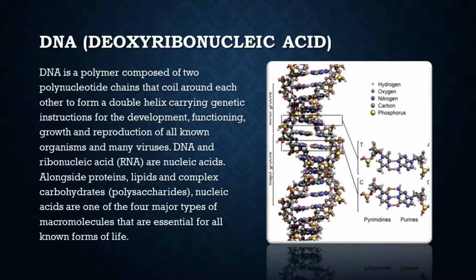DNA is the main code of our body. Its full form is deoxyribonucleic acid. DNA is a polymer composed of 2 polynucleotide chains that coil around each other to form a double helix, carrying genetic instructions for the development, functioning, growth and reproduction of all known organisms and many viruses. DNA and ribonucleic acid (RNA) are nucleic acids. Alongside protein, lipids and complex carbohydrates, nucleic acids are one of the 4 major types of macromolecules that are essential for all known forms of life.